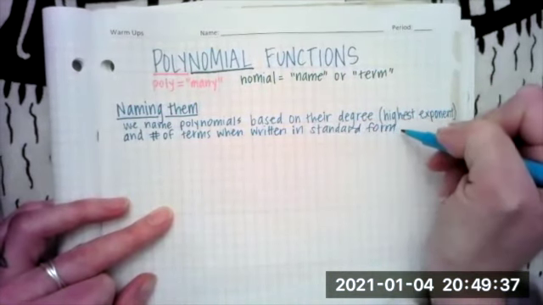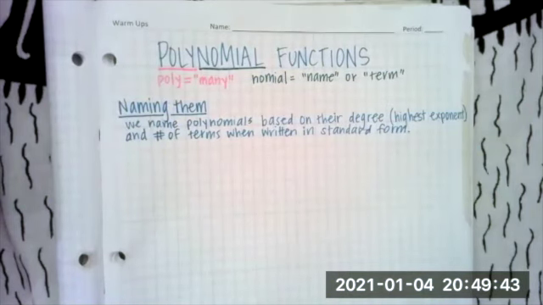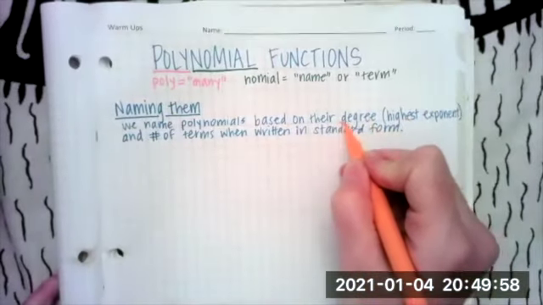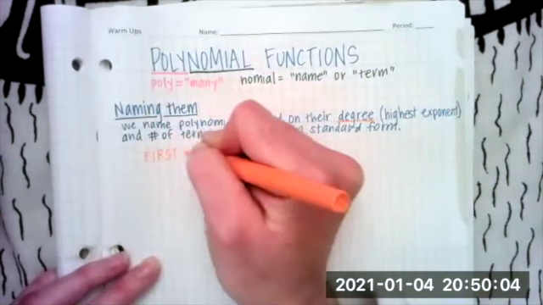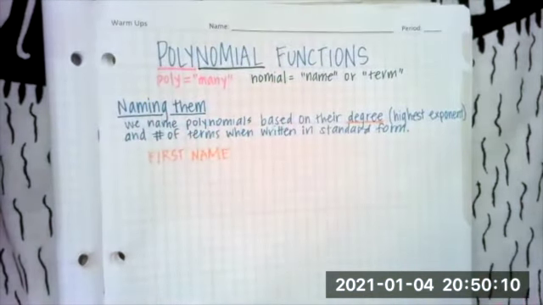And they're not always going to be written in standard form, as you saw on Monday's quadratics review. Sometimes you have to take the factors and multiply them together and put it into standard form. Then you count the terms, and that will be the last name. Okay, so if we're naming based on degree, I'm going to underline the word degree here, and we're going to call this the first name. Based on degree.